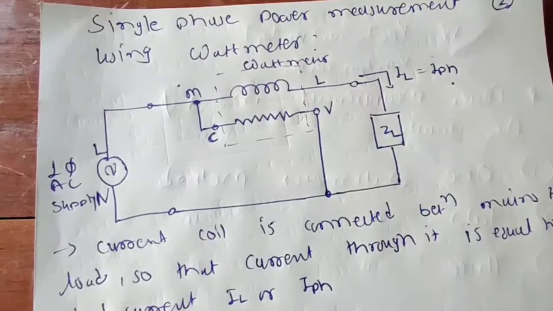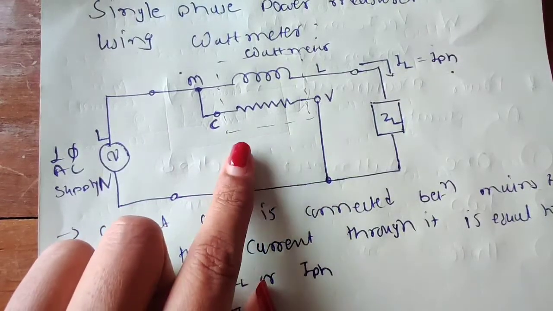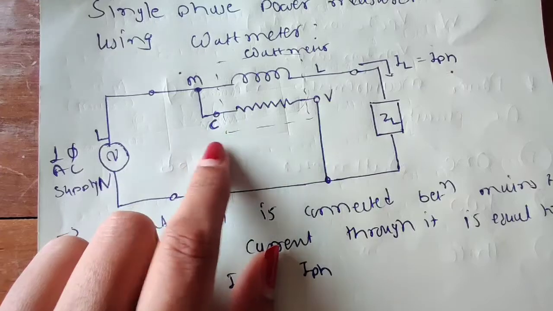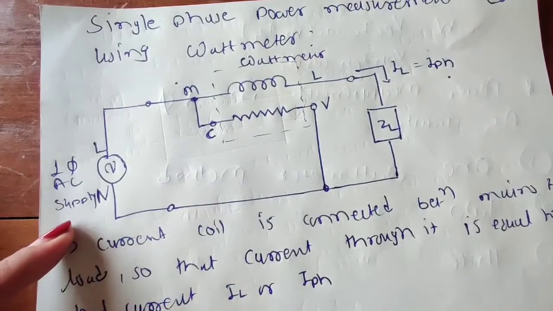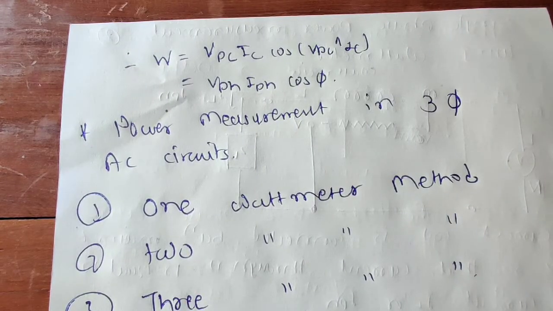Hence we can say that IC, in the previous equation, is equal to IPH. The pressure coil is connected across the single phase supply, so VPC is equal to VPH. Now if I combine these two, I can have an equation for power: W is equal to VPC IC cos of the angle between VPC and IC. So indirectly I can write the equation VPH IPH cos phi.